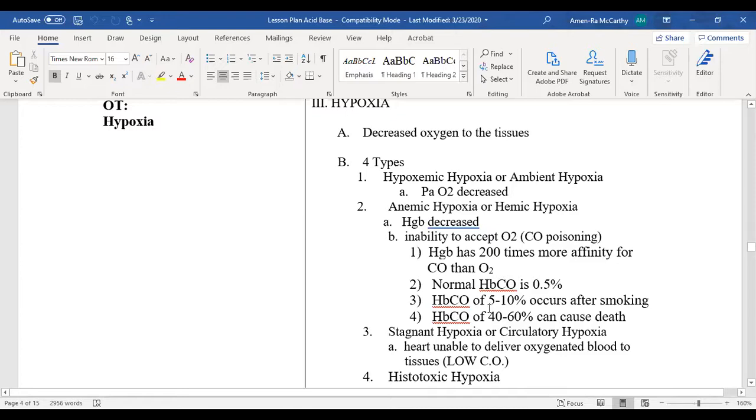But what if you smoke? Somebody who smokes cigarettes has 5 to 10% carbon monoxide in their blood just from smoking. And then 40% can kill you. So it ain't that far away from smoking. After you smoke, your carboxyhemoglobin amount is about 5 to 10%. But if you are in a house fire, it will rise to between 40 to 60% and kill you if you don't get out.